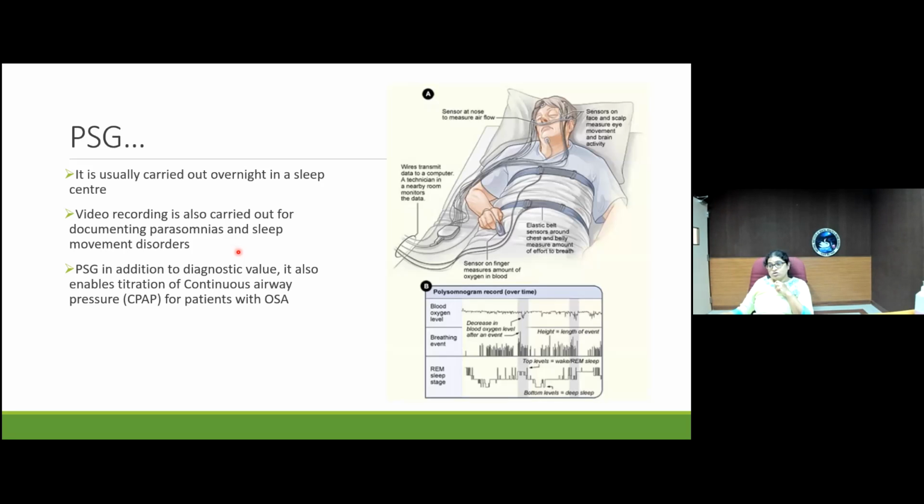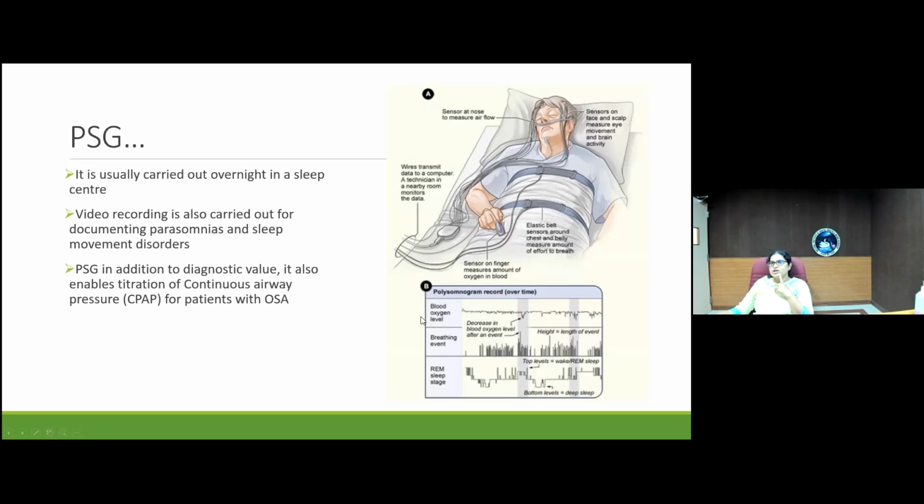PSG does not only have diagnostic value. Say if a person has OSA, then it also helps to titrate the pressure of a CPAP machine so that OSA is treated adequately.